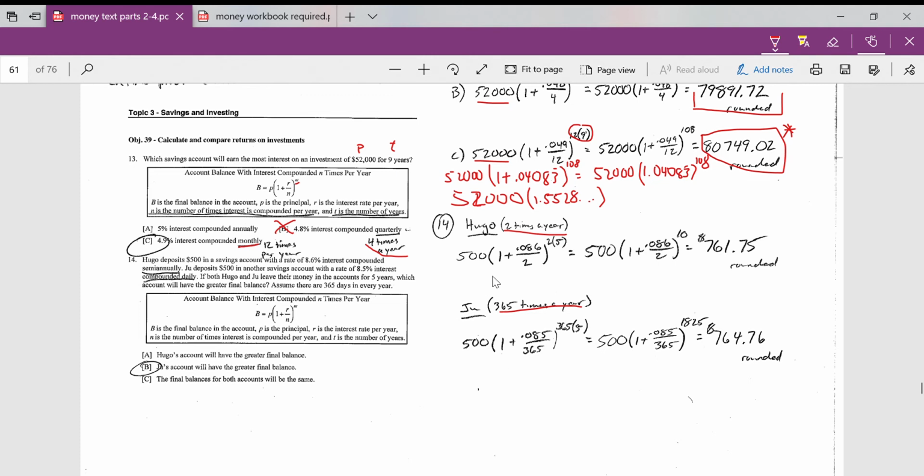Okay, so 500 is the same in both. The principal, 1 is part of the formula. Interest for the first person is 0.086 because it was 8.6%. Second person, 0.085 because it was 8.5%. Now the difference is the N. Okay, so the R is slightly different, and the N is going to be different. N in this one is 2 times a year, semi-annually, so the 2 there and the 2 there. Here it's 365 times a year, so 365 there, 365 there.